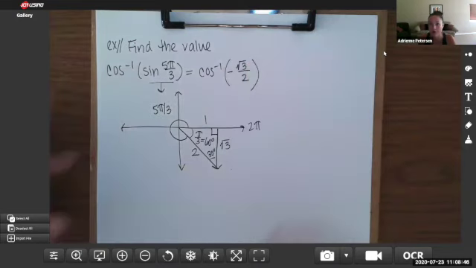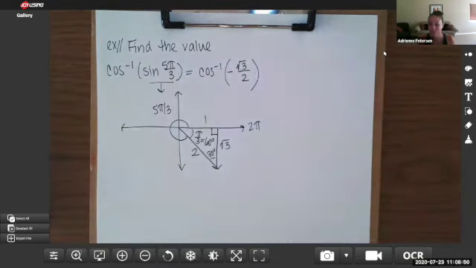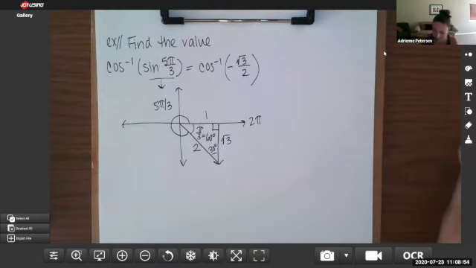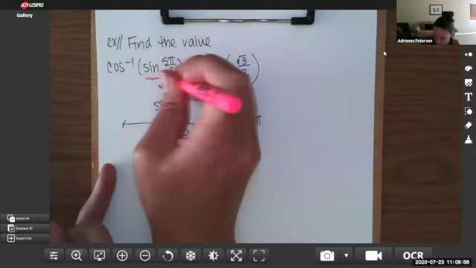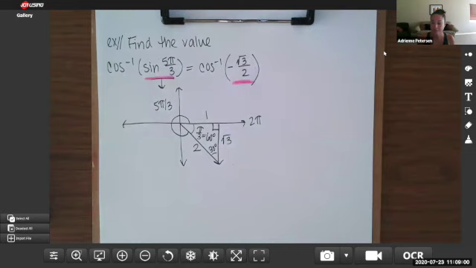Okay, so this type of problem, we're starting on the inside just like before. We can actually evaluate it, come up with a value. What you want to do is just sine of 5π/3. We just figured out that was negative root 3 over 2. We'll just fill that in.